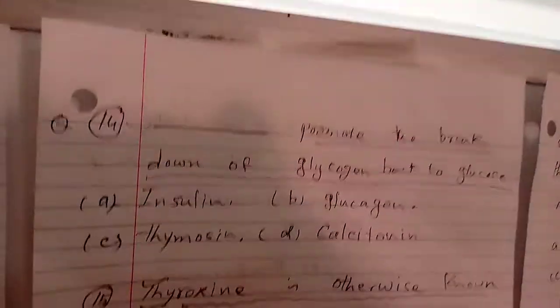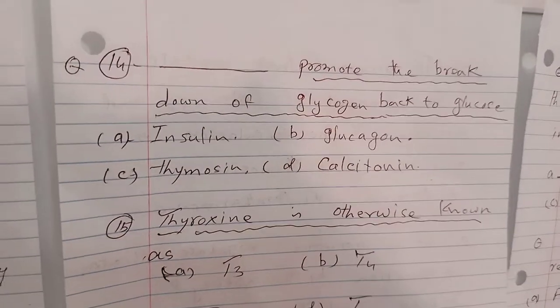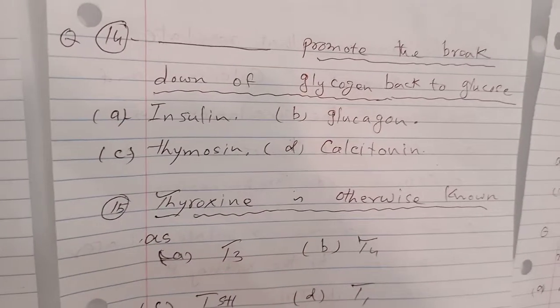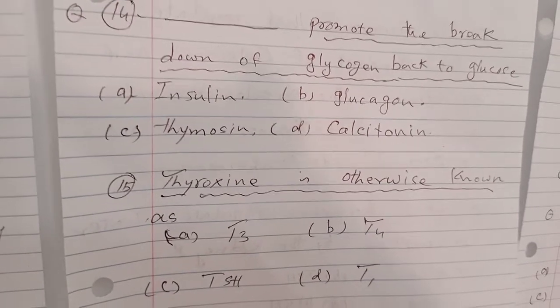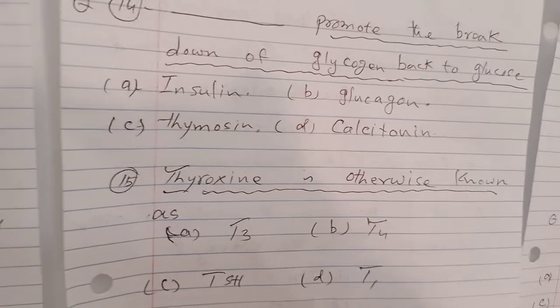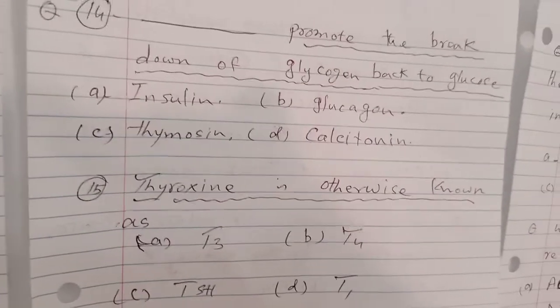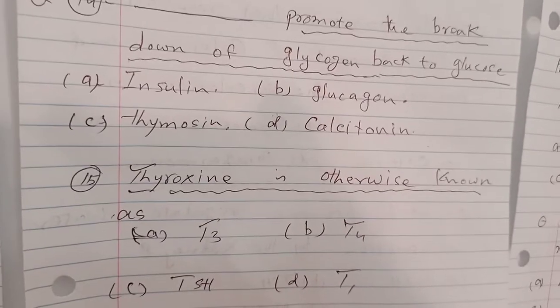Next question: dash promotes the breakdown of glycogen back to glucose. The answer is glucagon, B. Now I explain. When we eat, the blood sugar goes high and insulin is produced. When blood sugar is high, insulin is produced by the pancreas.